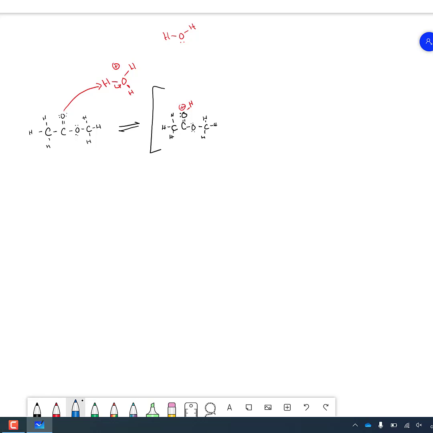Luckily, we've got a water. We are in aqueous solution. Perhaps this is even the water that we've just formed. And it is going to attack onto the carbon of the carbonyl. And the electrons that are part of this double bond are going to go onto the oxygen and sequester that plus charge. And so we will have an intermediate next that looks like this.